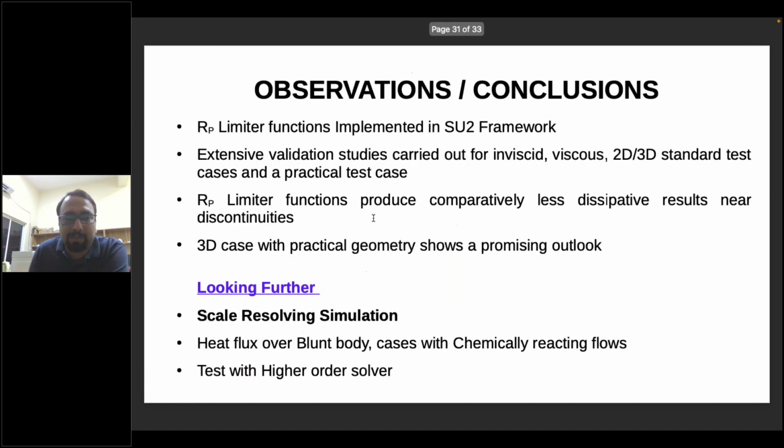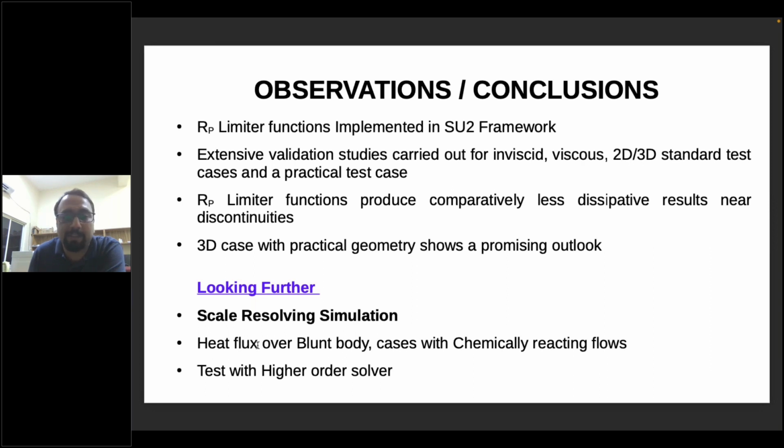Yeah, coming to the conclusion. This RP limiter function is implemented and extensively tested against multiple cases, and we tested it on a practical case also. So the outlook is promising. And a further interesting thing could be to test it on blunt body problems.